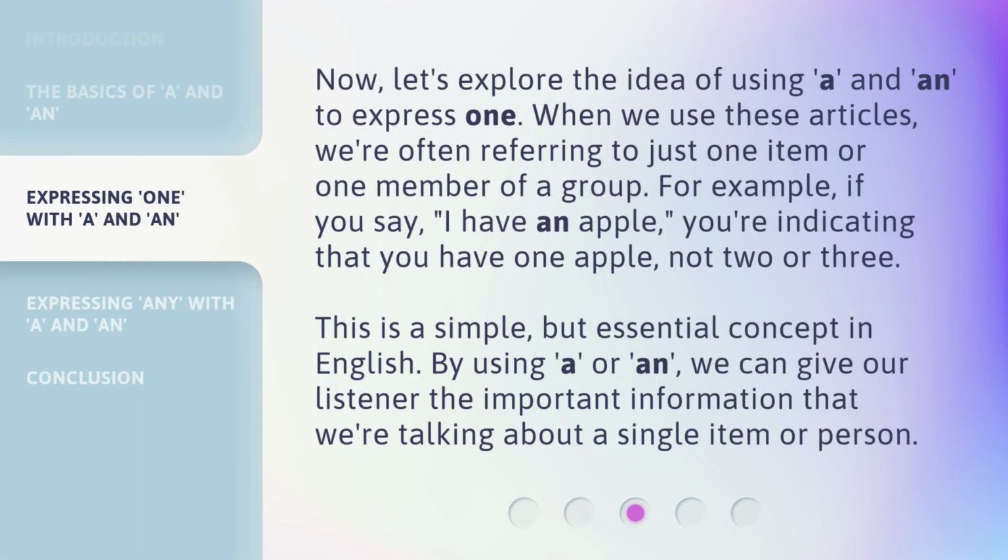Now, let's explore the idea of using a and an to express one. When we use these articles, we're often referring to just one item or one member of a group. For example, if you say, I have an apple, you're indicating that you have one apple, not two or three. This is a simple but essential concept in English. By using a or an, we can give our listener the important information that we're talking about a single item or person.